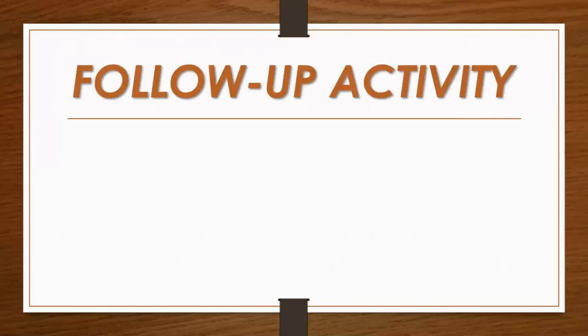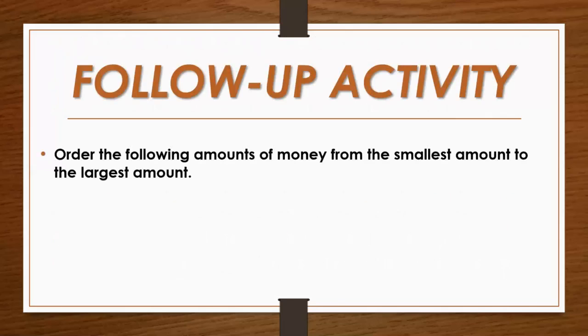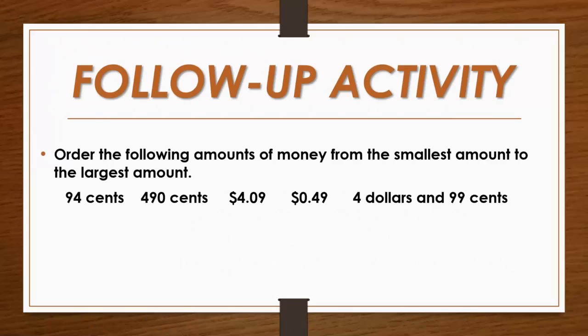Now it's a follow-up activity for you. Here comes your question. Order the following amounts of money from the smallest amount to the largest amount. So I have given you a mixed format. So what you have to do is, first step, you have to arrange these amounts in one format. Then order the following, from smallest amount to largest amount. So do it in your Max Note and share it through Class Dojo.